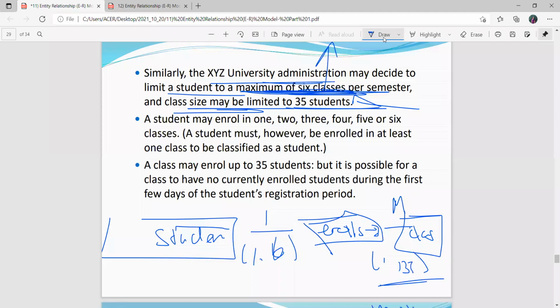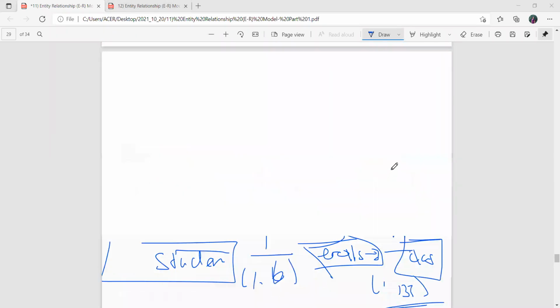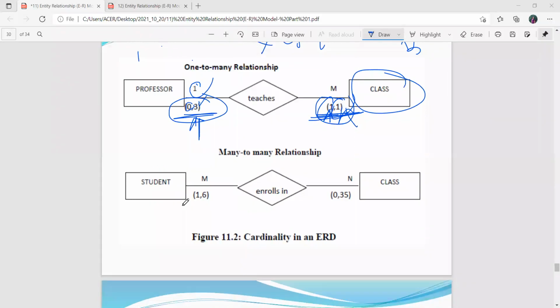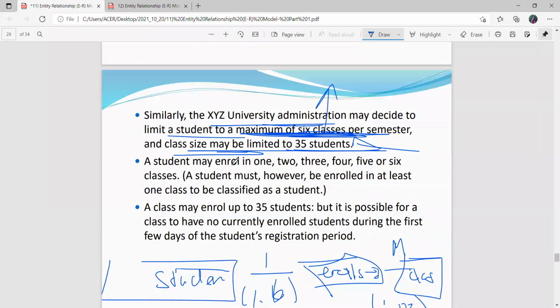Is it clear now? So this is the end of relationship 1 to 6. Could the minimum be 0? No, it is not the case here. You can take 0 or 35, but I think it is suitable to take this as 1, because for a class to exist, at least one student is needed. So in this case, I think the student enrollment minimum is 1.